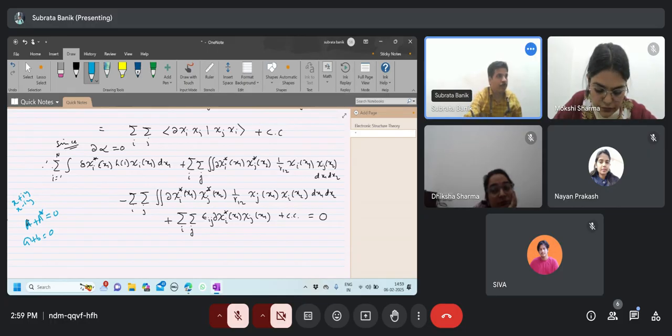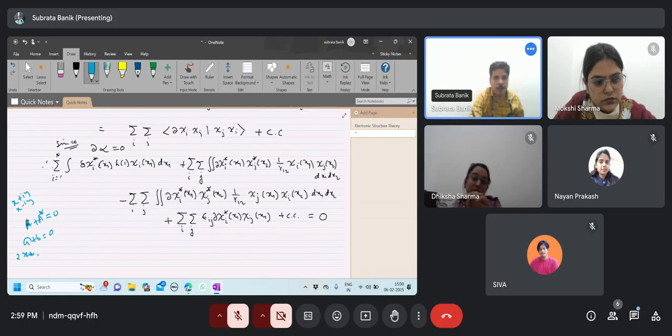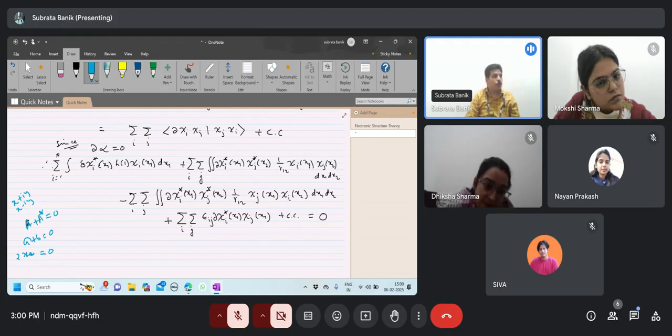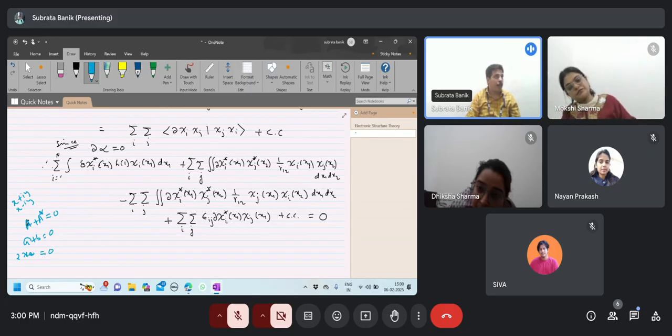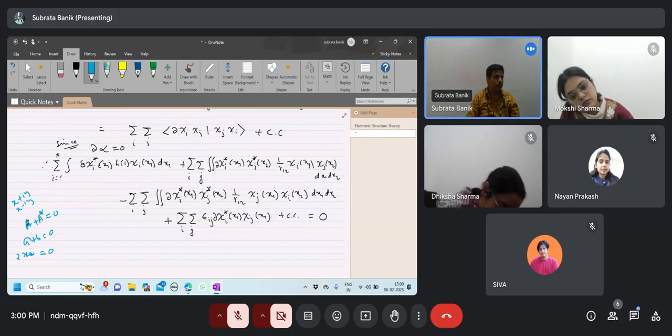Did you get my point? You just add them. I'll add these two together. I have 2x plus something equal to 0. What does it mean? x equal to 0, right? You put x equal to 0 in one of them, and y also becomes equal to 0. You cannot say x plus iy is equal to x minus iy. Can we say that? No. So this condition is not satisfied.